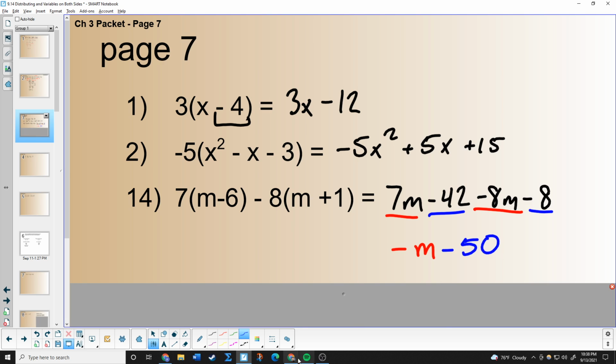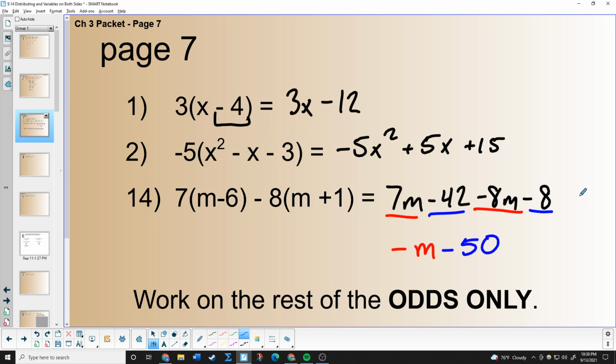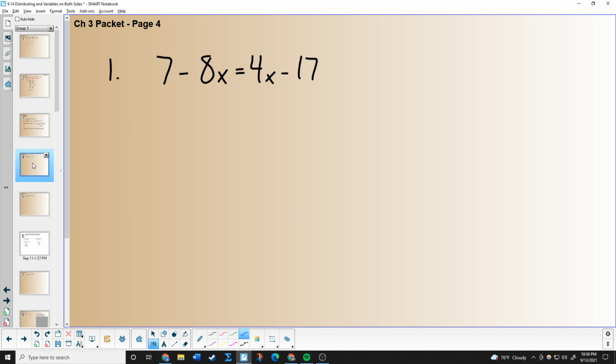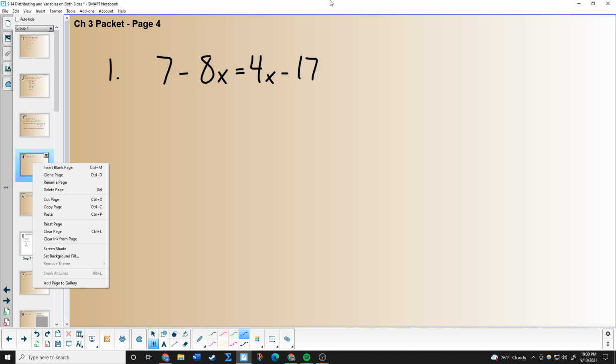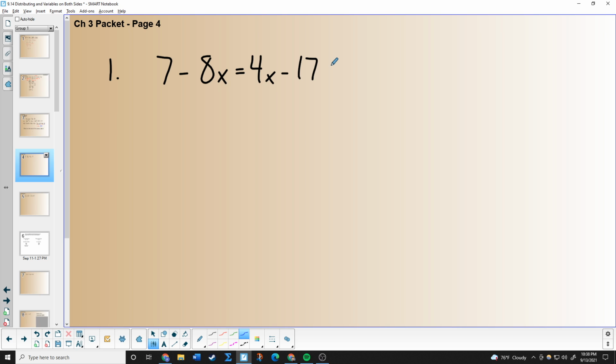So you're going to go ahead and finish the odds on page 7. And we're going to go ahead and talk about a couple on page 4 right now. All right, so again, you can go ahead and pause the video if you want to work on that, or you can watch the whole video and then go back and complete all these pages. So here we go on page 4. Let's take a look at variables on both sides.